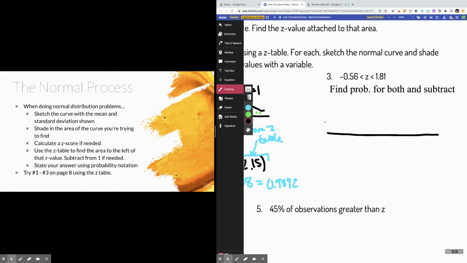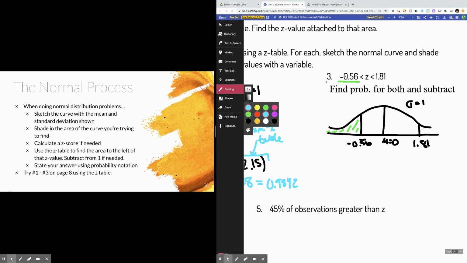Okay, if I draw my distribution here, and then I label my values. So here's negative 0.56. My mean is here in the middle, which was 0. My standard deviation was 1. And then my upper number is 1.81. The probability that we get from the z table for this number will give us this area, right? Because it's the area to the left.